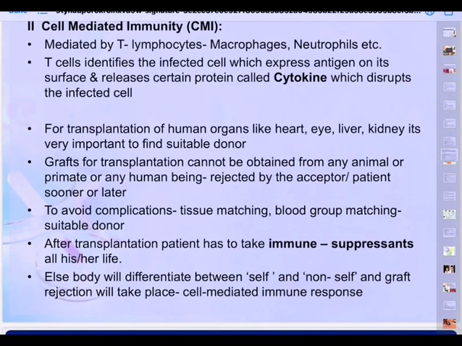Grafts for transplantation cannot be obtained from any animal or primate or any human being; they will be rejected by the acceptor or patient sooner or later. That is why compatibility should be there. To avoid complications, tissue matching, blood group matching, a suitable donor should be there. After transplantation, the patient has to take immune suppressants all his life. And this is what you call a catch-22 position. You have to have your immune system suppressed because of the organ transplantation to avoid the CMI, but at the same time you have to face every day that low immunity may invite multiple pathogen attacks. So you have to live with both. Hence, you need to take a lot of care.